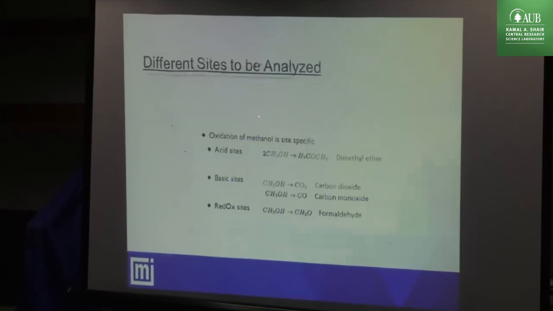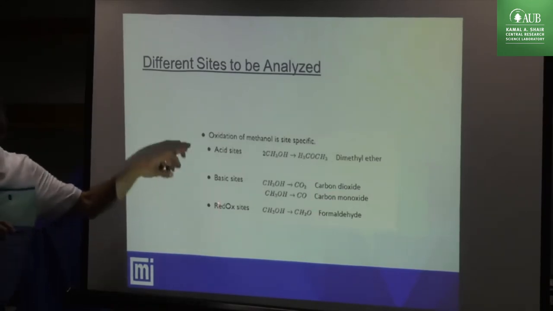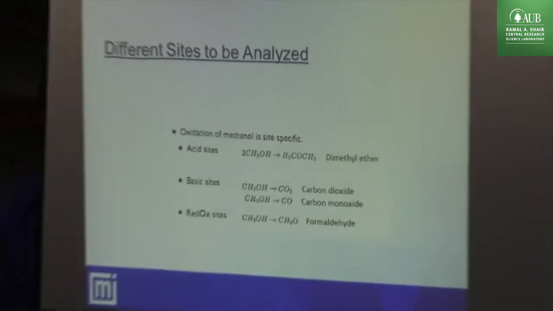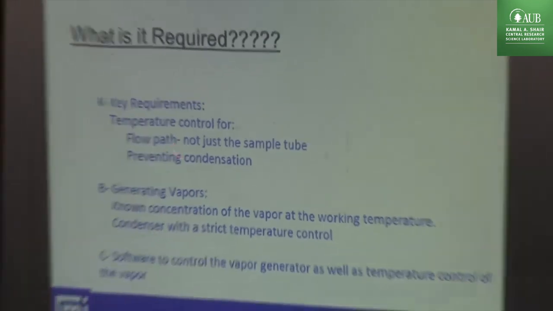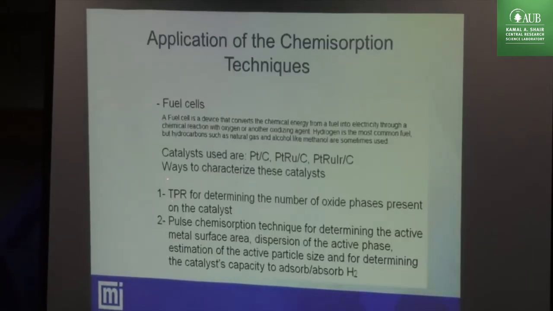Well, I'm not going to talk about how you did it. These are the reactions just to show you. Acid site, if you form dimethyl ether, it means you have acid sites. If you form carbon dioxide or carbon monoxide, you have base sites. Or if you have formaldehyde, you have redox sites. Okay? So by quantifying this, you can see how many active sites you have in your catalyst. Well, I'm not going into this. This is how you do the reaction. And I think with this we finish.